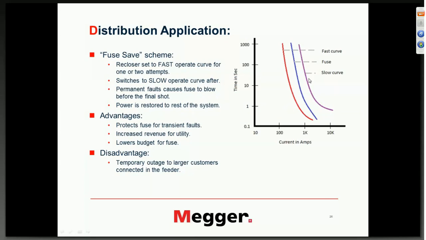So if the fault that triggered everything here is a permanent type of fault, it will blow the fuse, and they will send a line crew to replace the fuse and clear the fault before restoring the system again. A couple of advantages of using this fuse save scheme.